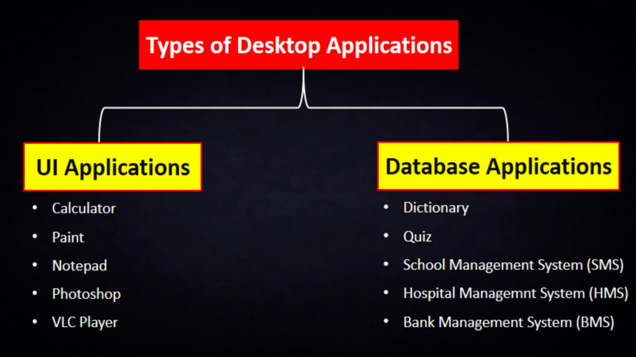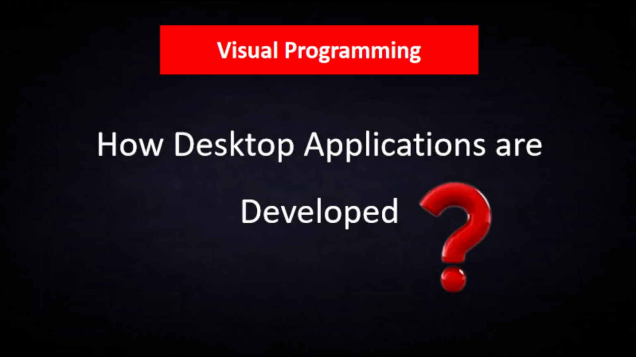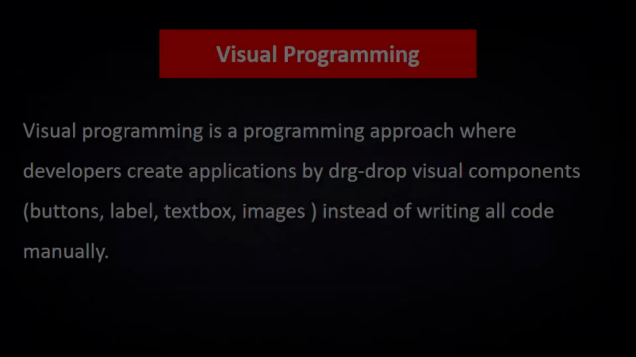So there are mainly two types of desktop application: without database, UI applications, and database applications. But the question is how desktop applications are developed. Actually, desktop applications are developed using visual programming.